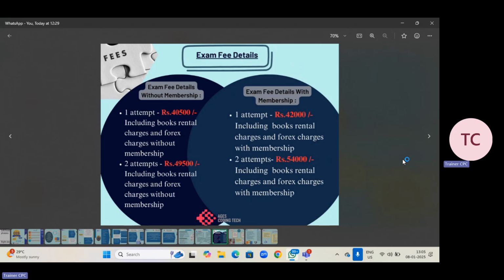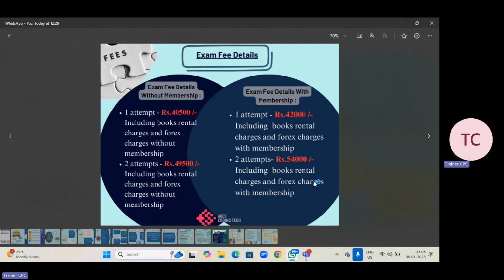Whereas exam fee details along with AHIMA membership, that is, you will be getting the one attempt as well as AHIMA membership for 42,000. So just 1,500 extra. That's all. Whereas in the case of two attempts, that is exam fee with membership for two attempts, it will be 54,000 rupees.